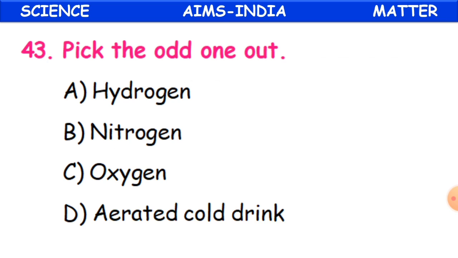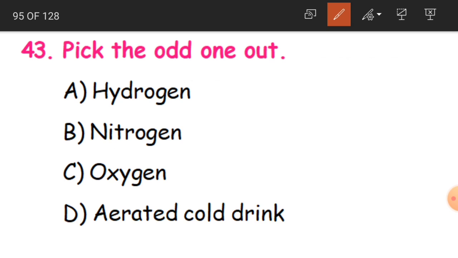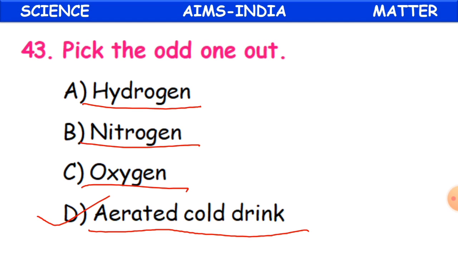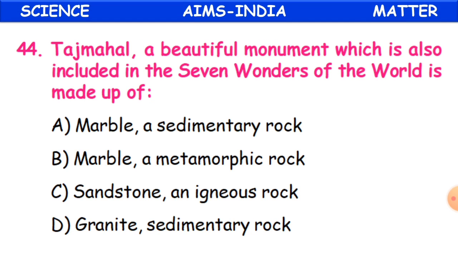Clear, children? 43rd question. Pick the odd one out. Hydrogen, nitrogen, oxygen, or aerated cool drink. So what is the odd one, children? Yes. So aerated cool drink. Whereas hydrogen, nitrogen and oxygen are all gases. Yes.